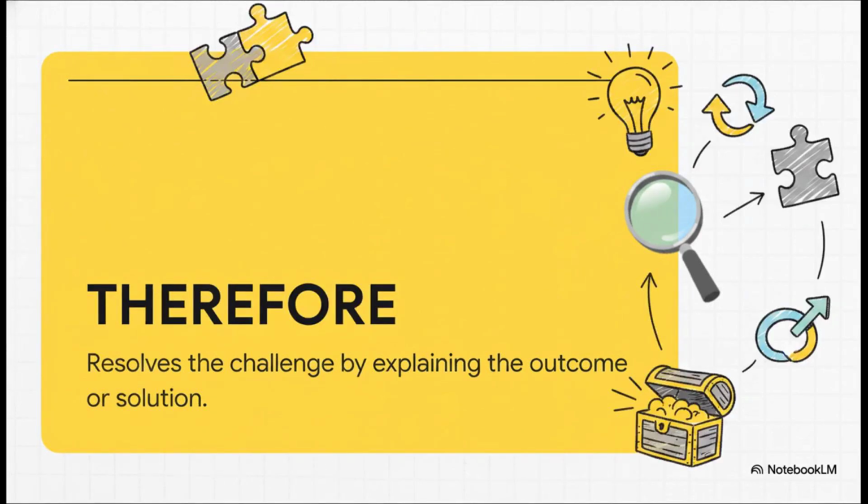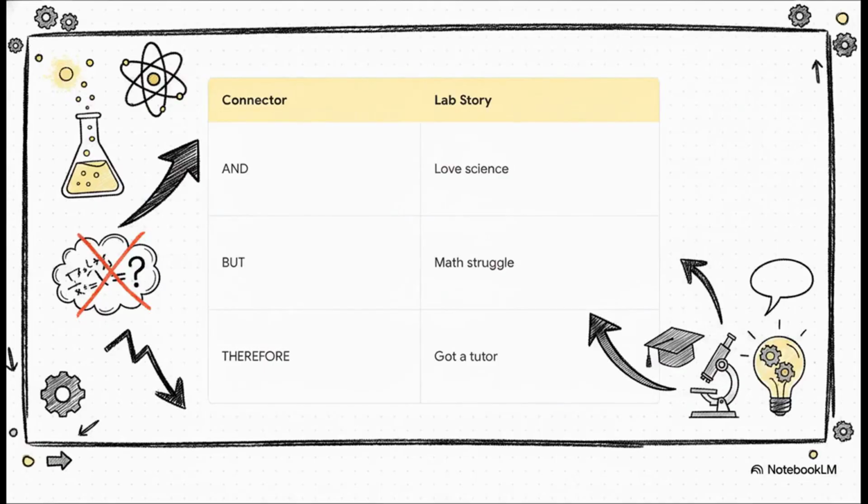Which leads us perfectly to therefore. This final step provides the necessary resolution to satisfy your audience. It explains the outcome or the solution to that big challenge introduced by the but. It delivers the payoff with a really definitive tone. It's the conclusion of your narrative loop that leaves the viewer feeling like, okay, I get it now. Notice how perfectly this condenses an entire, complex journey into a single, highly engaging paragraph.